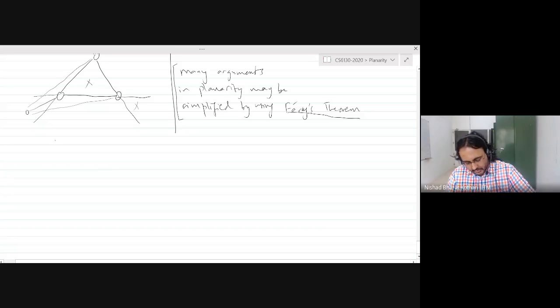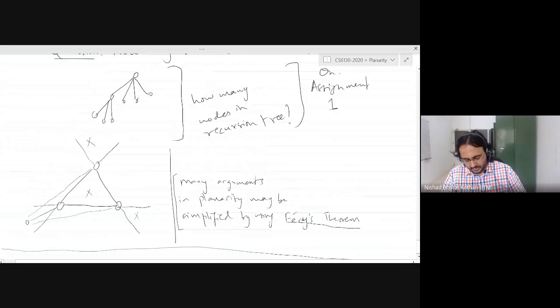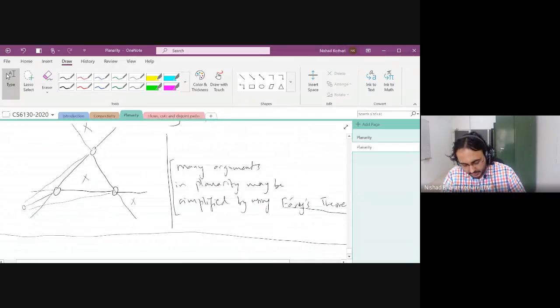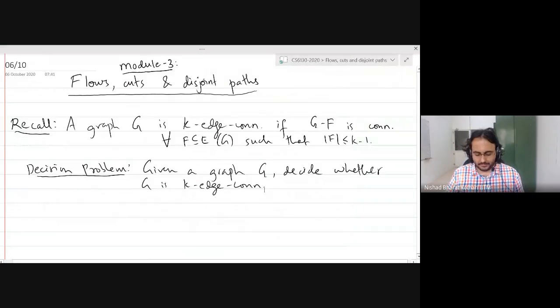Any other questions, discussions regarding connectivity, planarity? Okay. So if not, then let us move on to module 3. Flows, cuts, and disjoint paths.